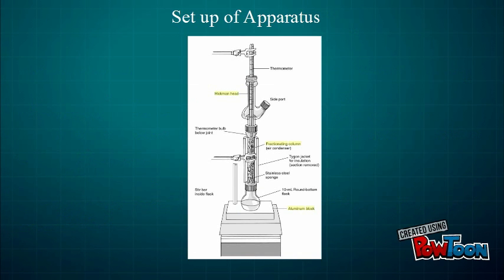Here's a visual about how it is set up. You have the aluminum block on the bottom, then you have the conical vial, and then you go to the fractionating column, and then the Hickman head is on top of that, and then you have a thermometer sticking in the Hickman head. And you have to make sure that the thermometer is down far enough, that way it's measuring the vapor.